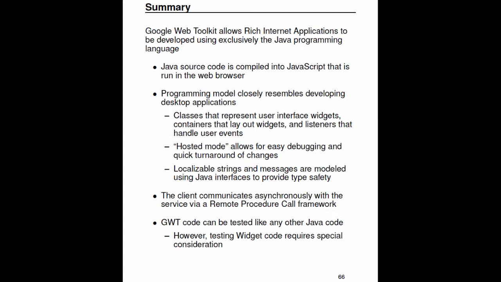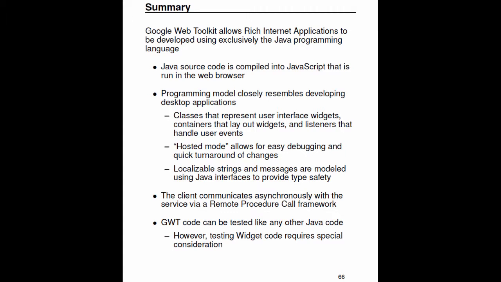So Google Web Toolkit, GWT, allows rich internet applications to be developed using almost exclusively just the Java programming language. This is good for Java developers who are familiar with a set of tools, a set of programming practices, a set of APIs. It allows them to stay in that environment, and so they don't have to learn as much about JavaScript or JavaScript libraries, things like that. The way GWT works is it has a special compiler that will compile Java source code into JavaScript, which is ultimately run in the web browser.